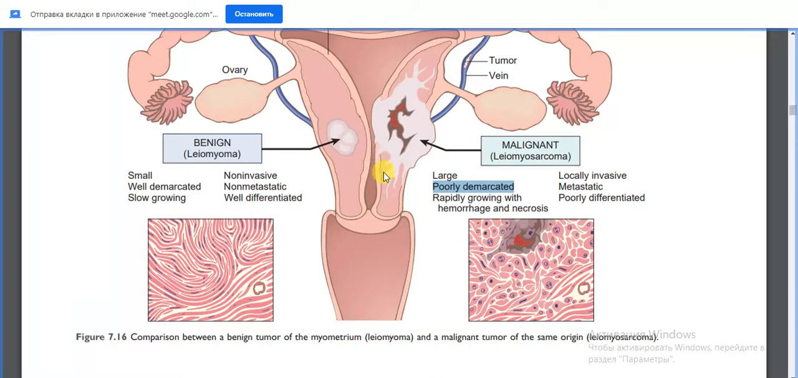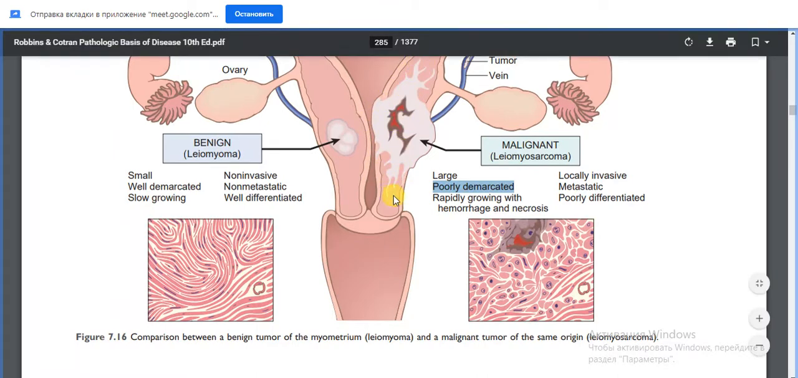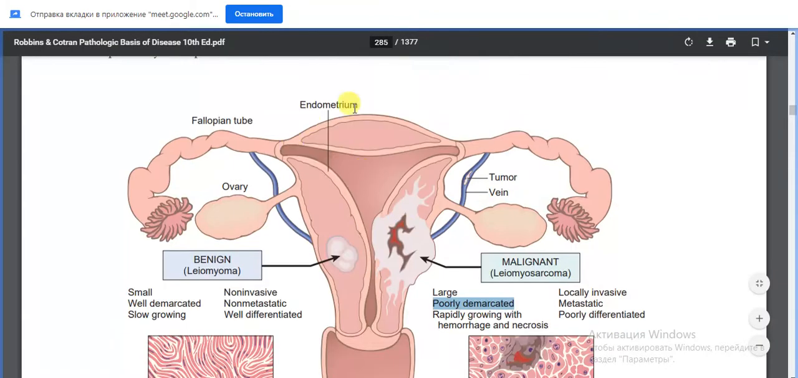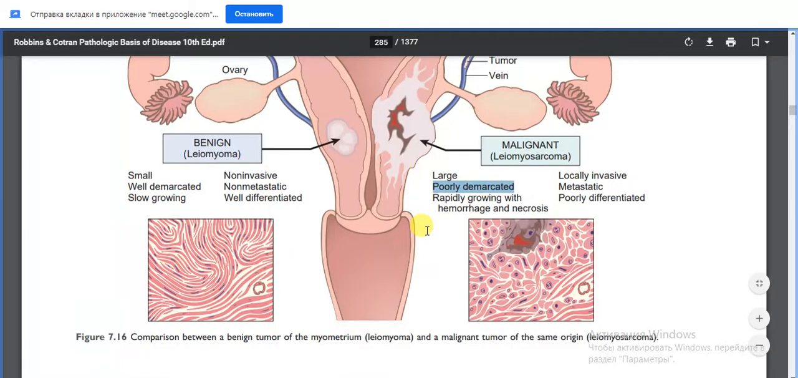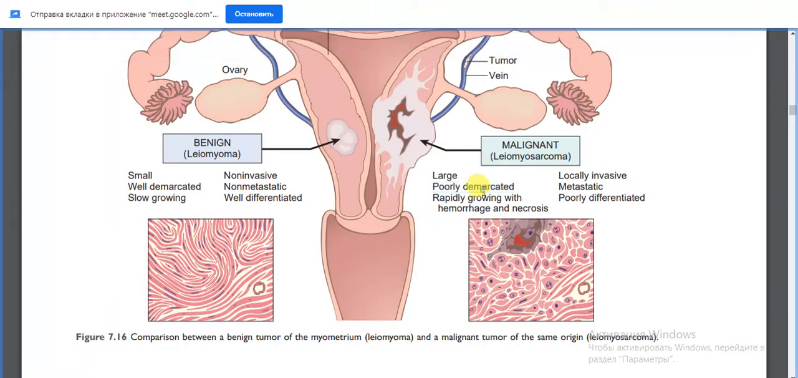So that's why surgically we cannot remove this tumor, because if we want to remove it, we need to remove the entire uterus. And sometimes we do this. Sometimes we remove the entire uterus. But actually, for this poor demarcation, how can we treat it? Just a little clinical correlation.